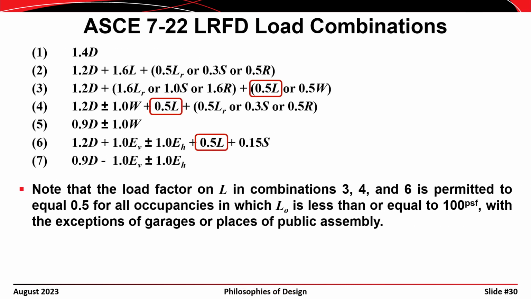If we look at some of the details associated with these 7 load combinations, we'll find in the exceptions included in the ASCE 7 standard that the load factor on L in combinations 3, 4, and 6 is permitted to be taken as 0.5 for all occupancies in which the unreduced live load is less than or equal to 100 pounds per square foot. The live load levels that we design for are often in the range of 40 to 70 pounds per square foot, occasionally up to 100 pounds per square foot. It's only in rare cases that the design live load is higher than 100 pounds per square foot, so in many cases we can design for 0.5 times L in our load combinations.